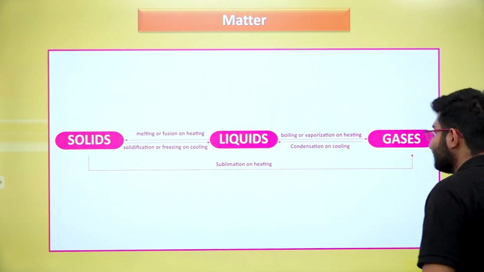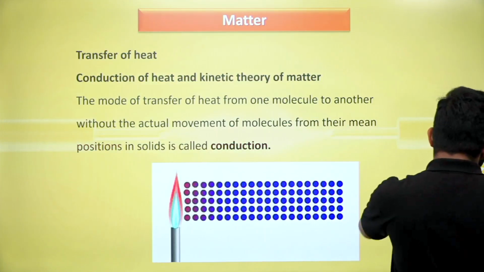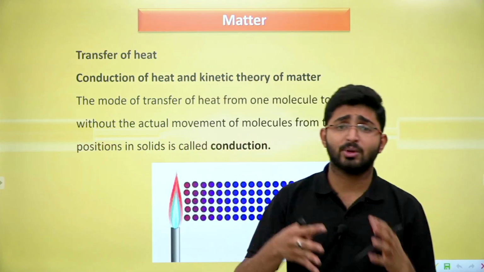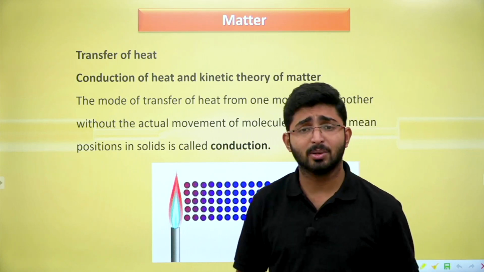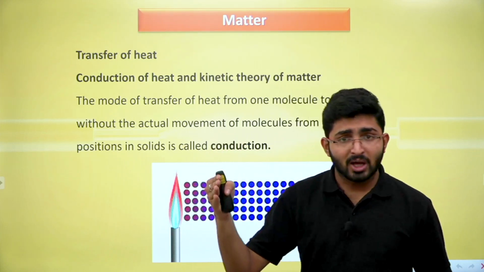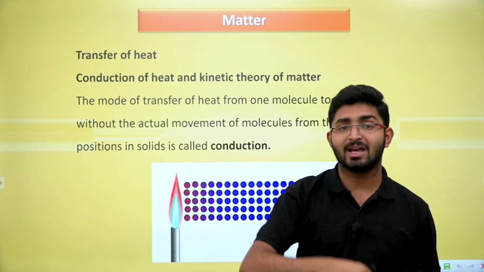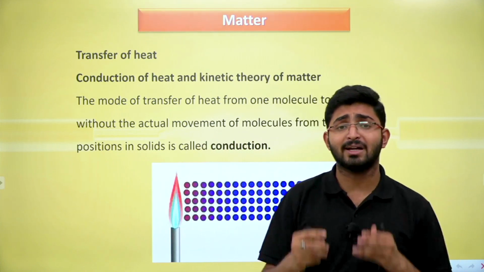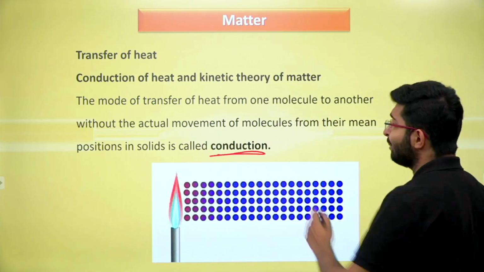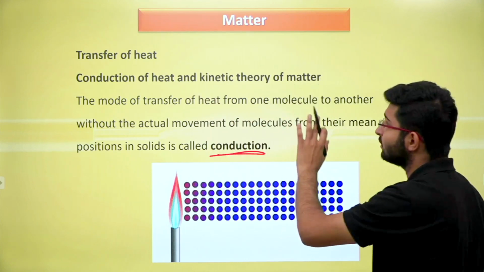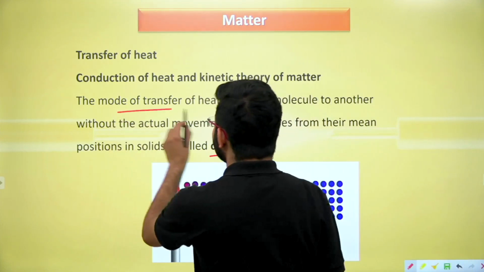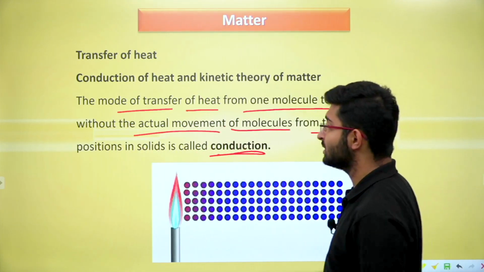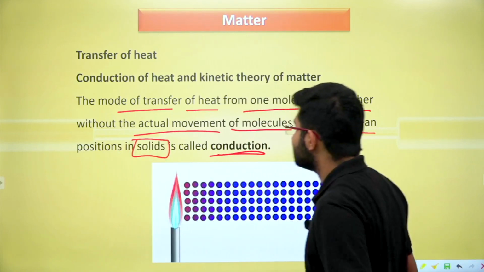Moving ahead, we have the next topic, that is transfer of heat. In some matter, transfer of heat occurs. Why is solid changing into liquid, and liquid changing into gas? That is happening because heat is transferred from one molecule to another in solid, liquid and gas. The transfer of heat in the molecules of a solid from one end to the other end is known as conduction. Remember conduction of heat and the kinetic theory of matter, we are going to study it. The mode of transfer of heat from one molecule to another without the actual movement of molecules from their mean positions in solids, always remember in solids, is known as conduction.